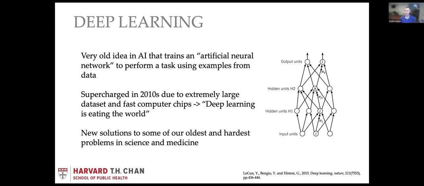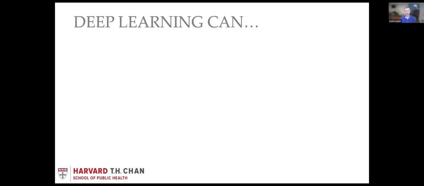And they've honestly provided solutions to some of our oldest and hardest problems, and I'll touch on a few of these in the rest of the lecture. So let me just stop here and say, who has ever interacted with a deep learning model? So maybe I'll just pause here and ask if anyone has any experience interacting with a deep learning model in any capacity. So if you have, raise your hand.